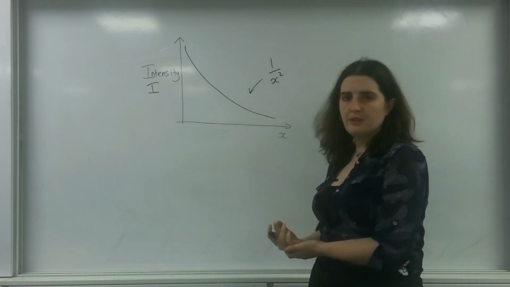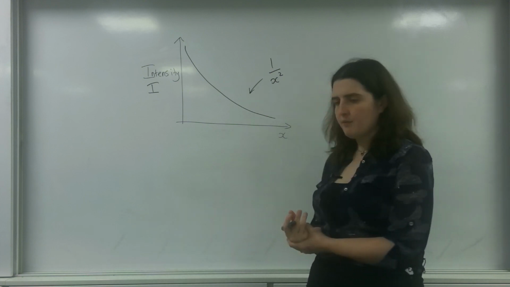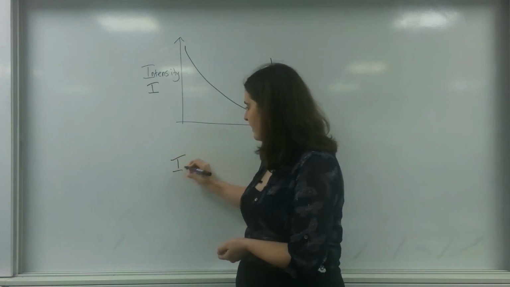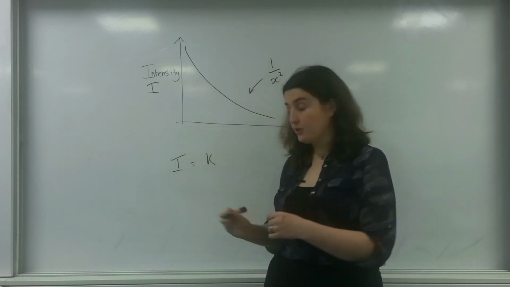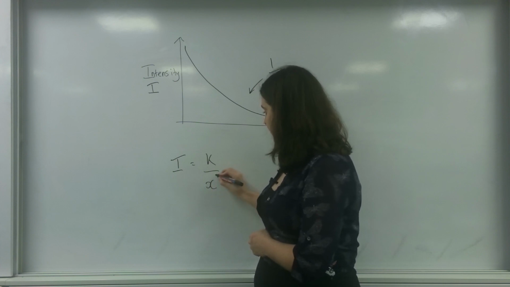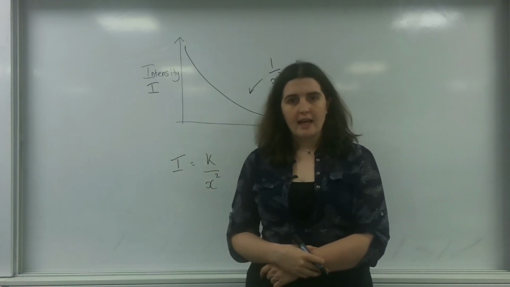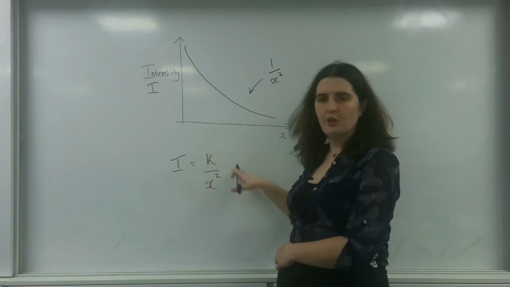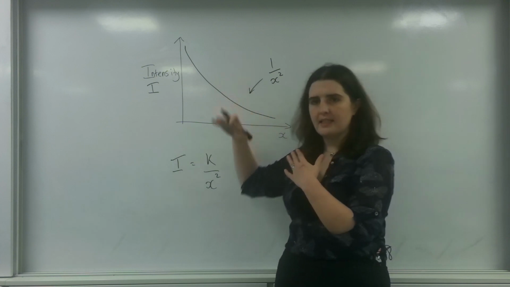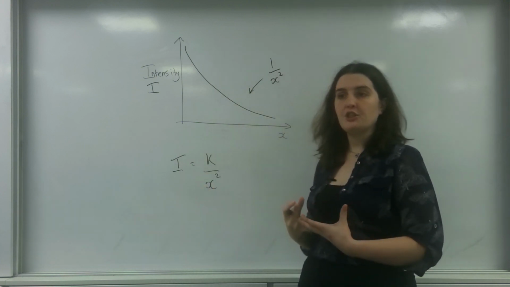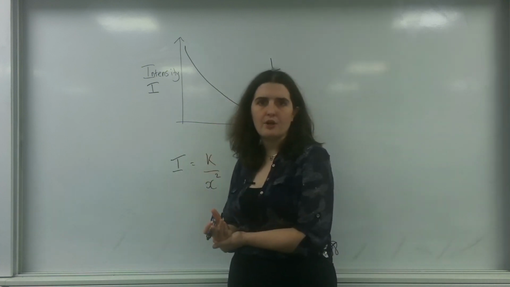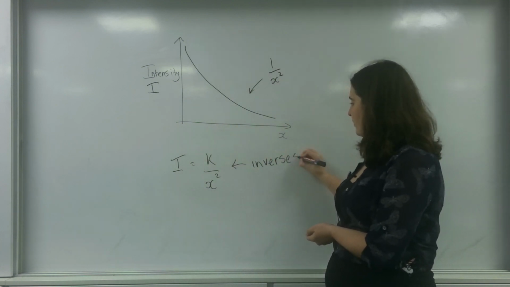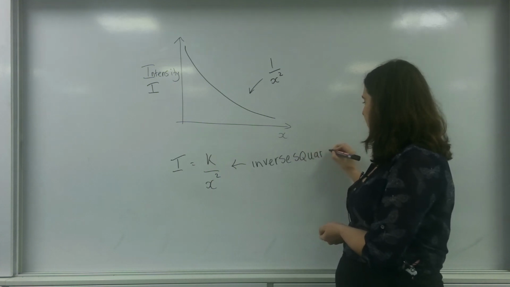And what this shows us is a relationship between the formula that's on the data sheet. Now, on the data sheet, it does say that intensity is k, a constant, divided by x squared. And what it's saying here is that you've got this constant which you don't know about, and this constant is affecting the shape of the graph, but the relationship between this and this is an inverse square law. So this is known as an inverse square law.